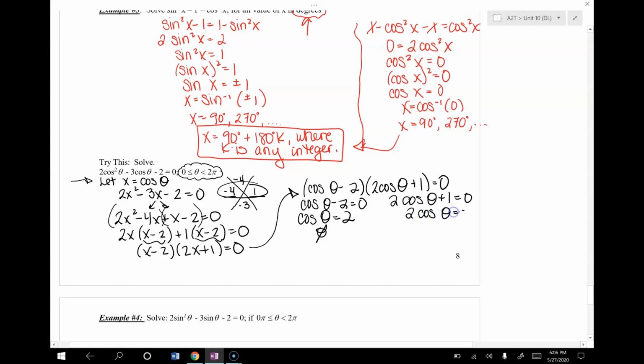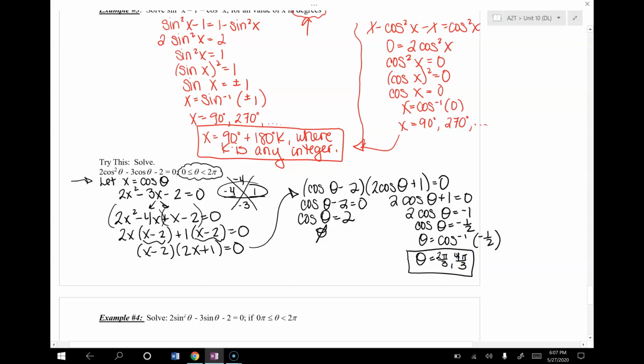So 2 cosine theta equals -1 when I subtract 1 from both sides. Cosine of theta is equal to -1/2 when I divide by 2. I'm looking for an angle, so I'm going to take the inverse cosine of -1/2. It's 1/2, which means in radians, I'm looking at a pi over 3, a 60-degree reference angle, but it's negative. So I'm in the second and the third quadrant, which means it's going to be 2 pi over 3 and 4 pi over 3 for my answers.